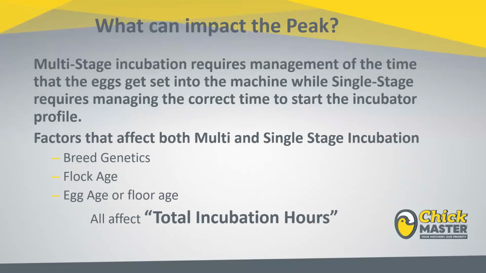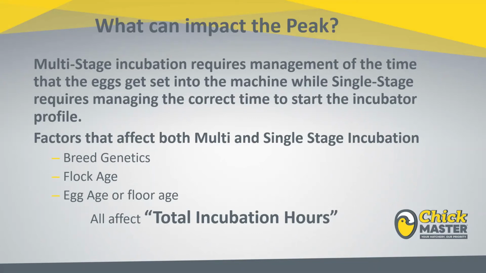So if I'm in an existing operating multi-stage hatchery, and I know what my breed is, I know what my flock age is, I look at egg age or floor age, and I'm within an adequate range, I'm either going to add time or take away time for each one of these characteristics, and I'm going to adjust my total incubation hours. I know what time I'm probably going to start processing chicks, meaning I'm going to the hatcher machine and I'm going to pull my chicks.